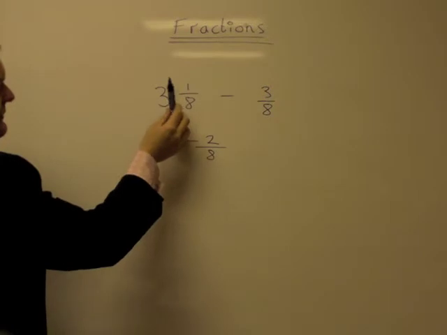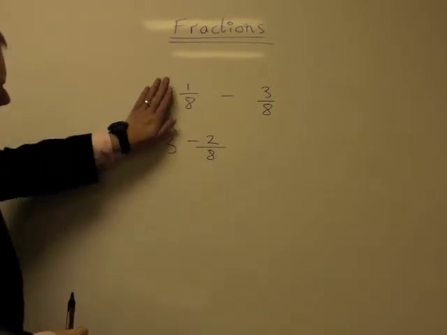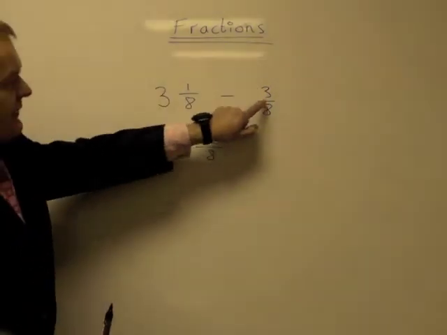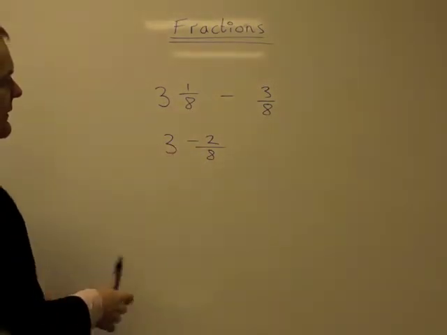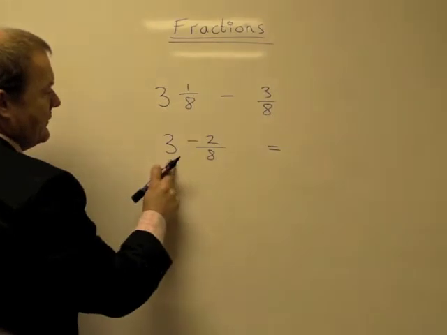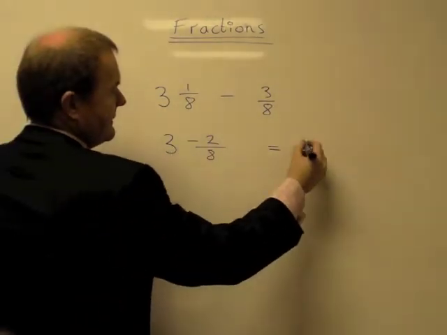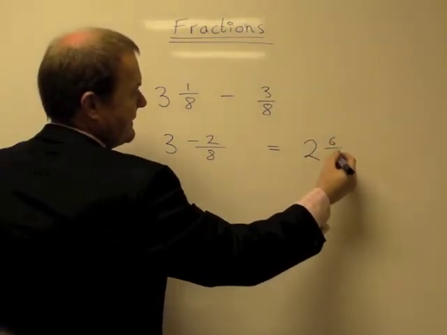So what I've started off here is I've left my whole number. 1/8 take away 3/8 is negative 2/8. Take away 2/8. And this helps me with my sum. So 3 take away 2/8 is 2 and 6/8.